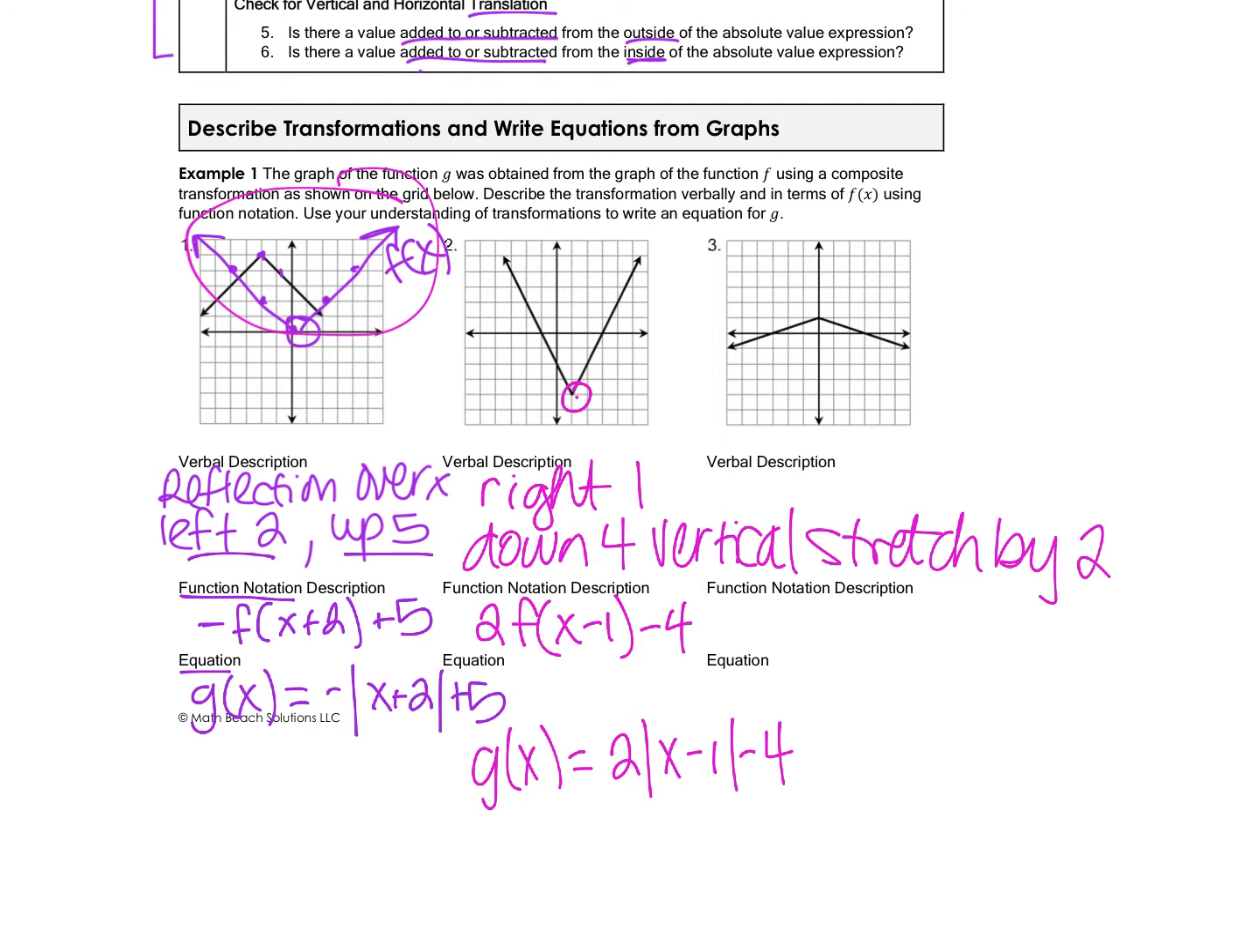Okay, so let's take a look at 3. I'm going to have to do some erasing here. Always compare to your parent function. Notice it's opening down, so we know there's going to be a reflection.